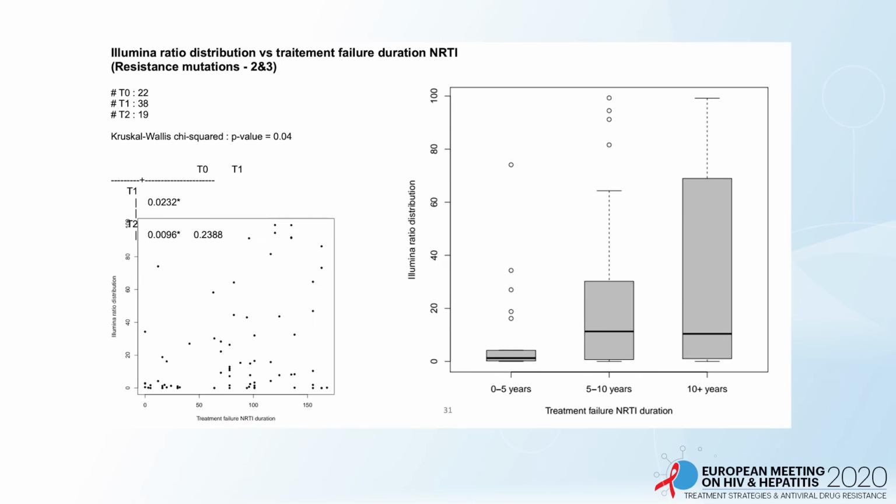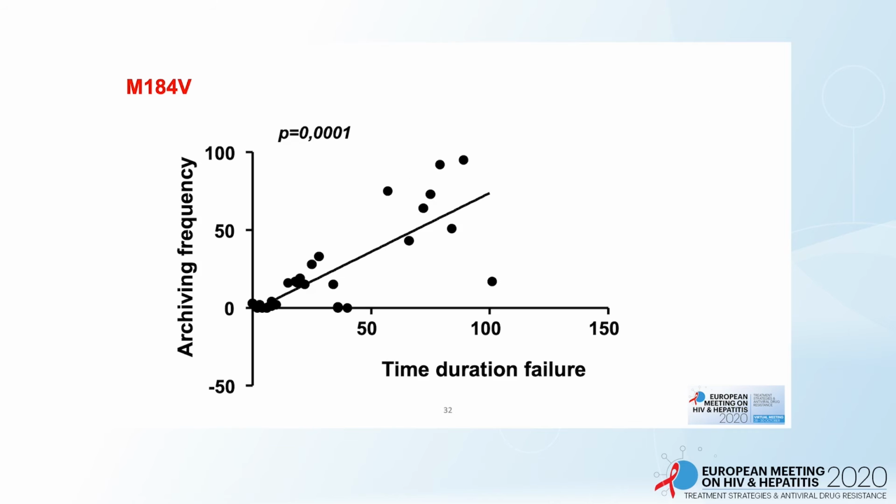This is true for an RTI, as easily illustrated with 184V mutations. Since it's only selected by 3TC and FTC, we see a good correlation between duration of failure, in months, and the frequency of drug resistance mutation detected by Illumina in DNA. Not shown, but the same correlation was also observed with an RTI.